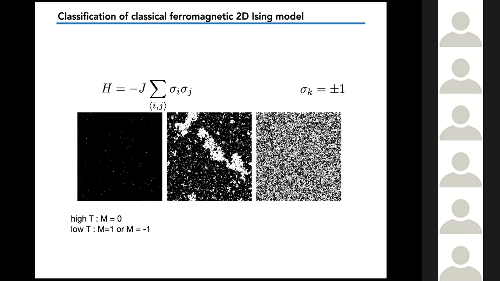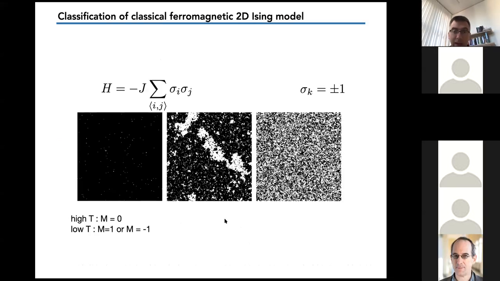Okay, now let me tell you the key idea of what we have done. Let me illustrate it for the classical 2D ferromagnetic Ising model that you know from statistical mechanics. So you have, let's say, a 2D lattice, and you have classical spin degrees of freedom that take a value plus or minus one on every site, and some ferromagnetic exchange between nearest neighbors.